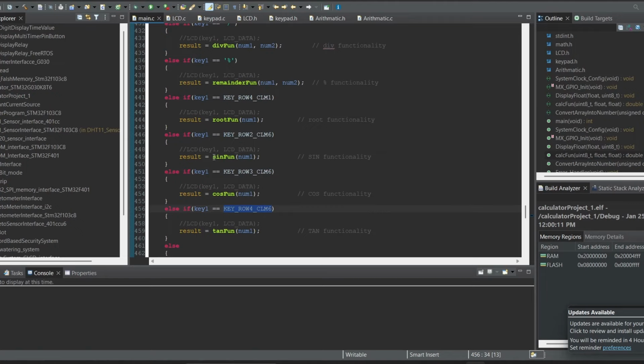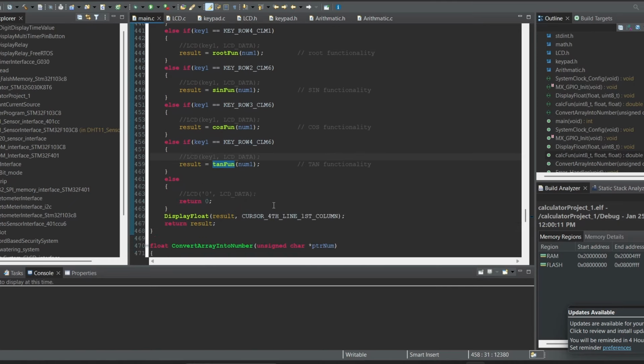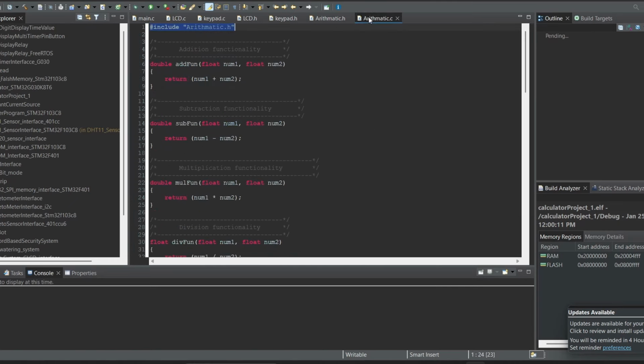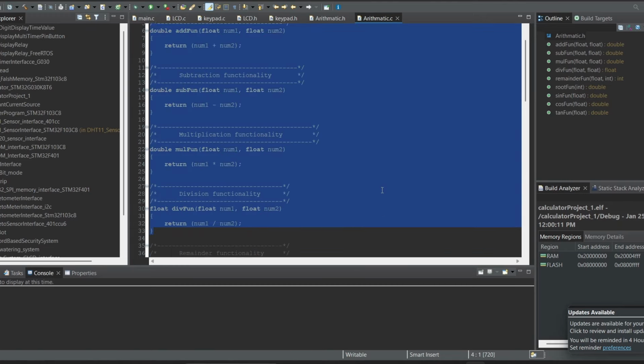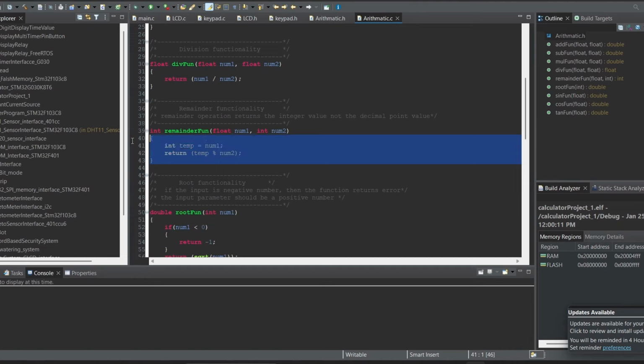So we have implemented row 2 column 6 for sine, row 3 column 6 for cos, and row 4 column 6 for tan functionality. Now this functionality has been implemented in the arithmetic.c file. If you remember, in our previous calculator project we already had these 4 or 5 functions, including the remainder function.